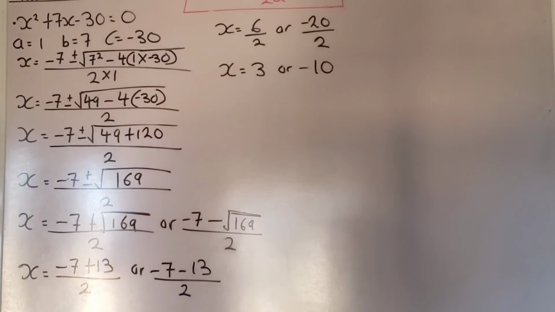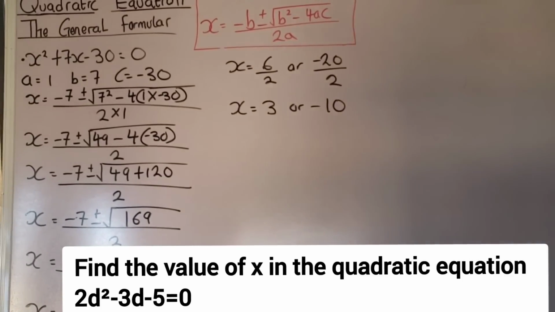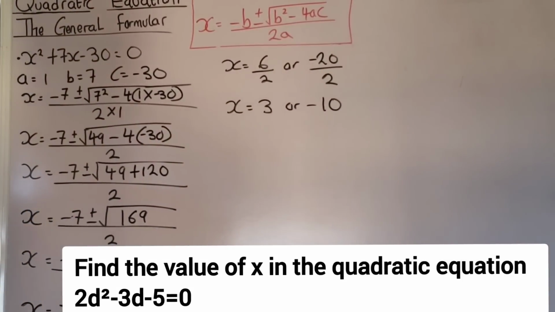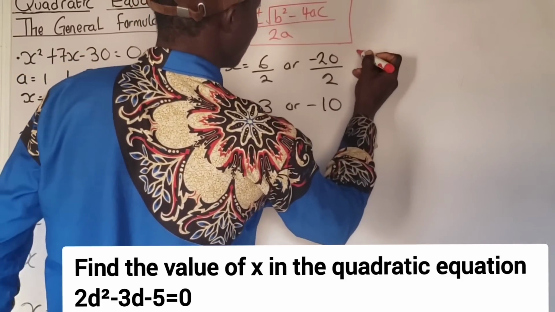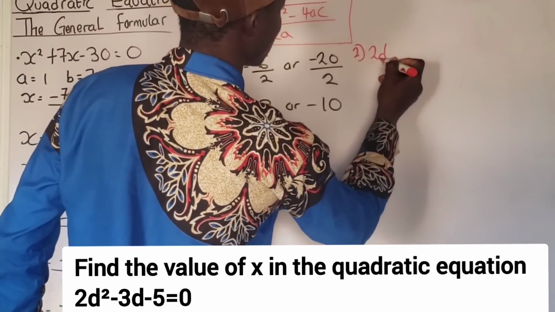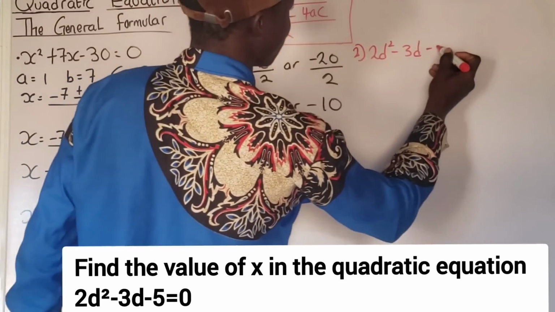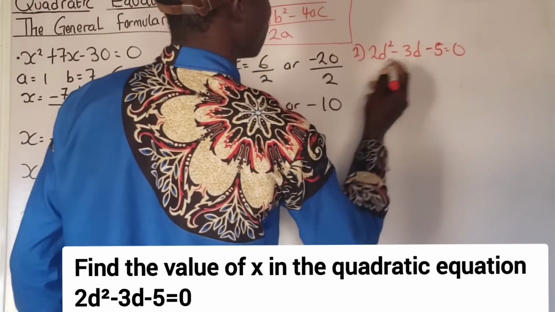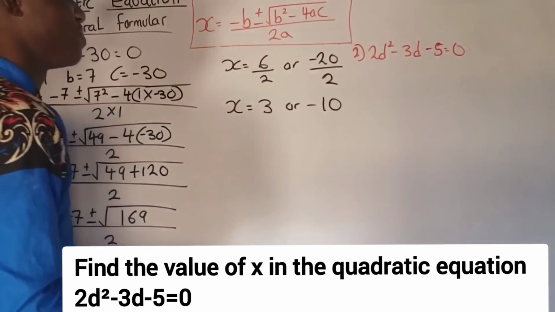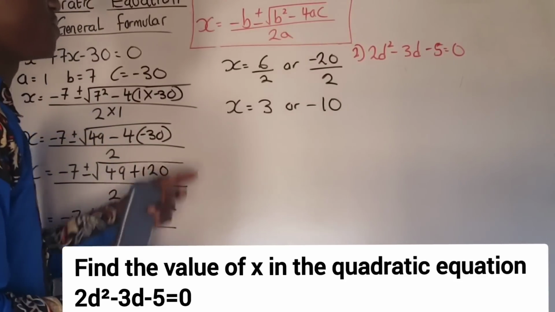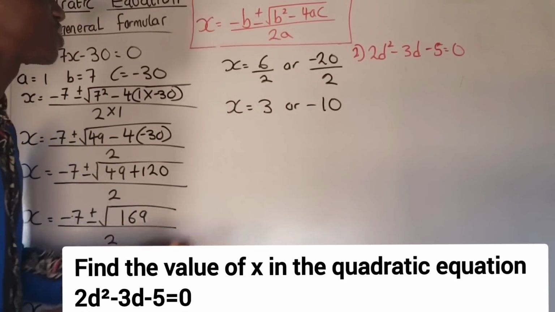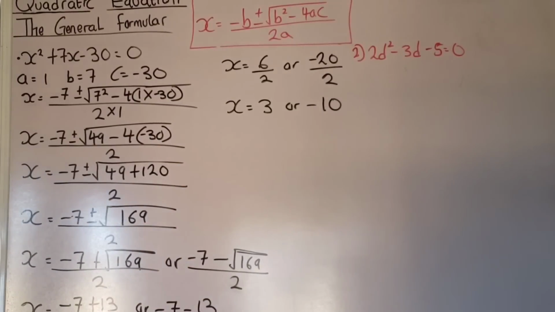Okay, let's have another question. Question 2. Find the value of d in the quadratic equation 2d squared minus 3d minus 5 equals 0. We are asked to find the value of d in this quadratic equation. Now, we are still going to use the formula method, okay, so I want you to pay attention. In this quadratic equation, we didn't have x, but we have d, you understand? So how do we determine the value of d?